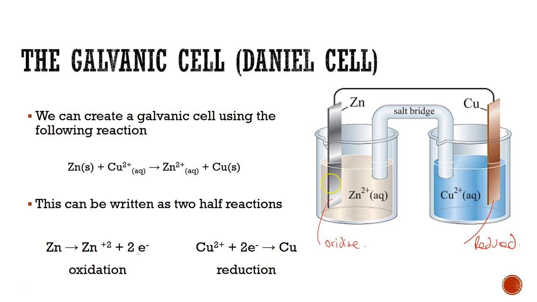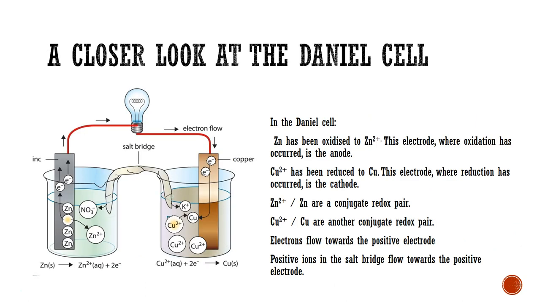So as the zinc is oxidized, the electrons are now going to be generated in the zinc electrode and will be pulled along the wire. They will end up down here, and the copper 2+ will be reduced onto this electrode here, which is the site of reduction. So zinc is oxidized at the electrode where oxidation has occurred, and this is the anode. Okay, so oxidation occurs at the anode and is the negative electrode.